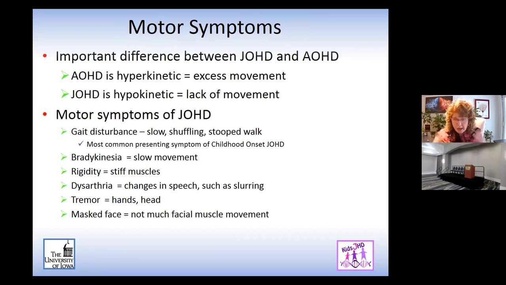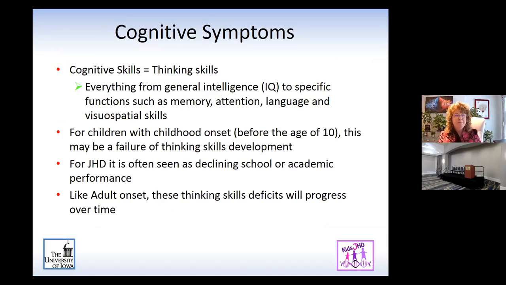With hypokinesis, you can get tremor. And then what we call a masked facies, meaning that there's not much facial movement. So these are symptoms that are much more common in JoHD. They can happen in AOHD. We'll talk about that, but it's usually at the very end of the disease, not at the beginning.